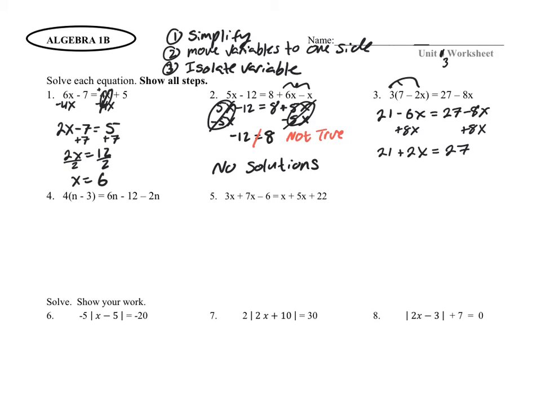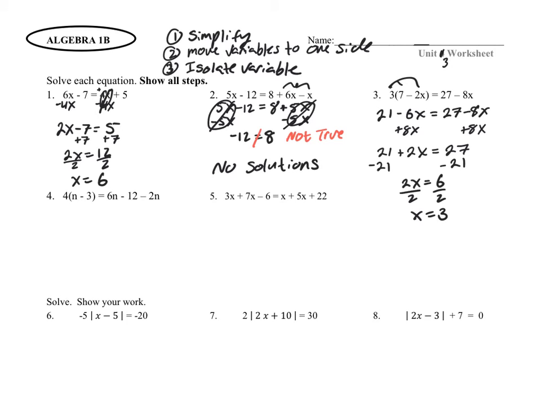All right, so now our x's are all on one side. Our variable is all on one side. So now I'm going to start isolating. So I'm going to subtract 21 from both sides. Okay, I get 2x equals 6. Divide both sides by 2 to get that x equals 3.